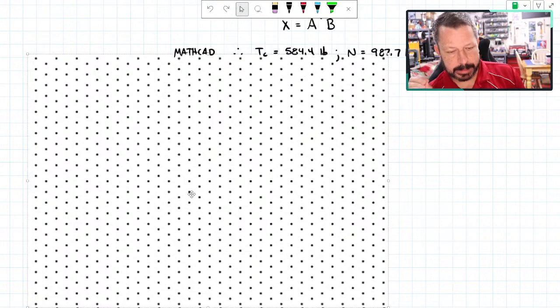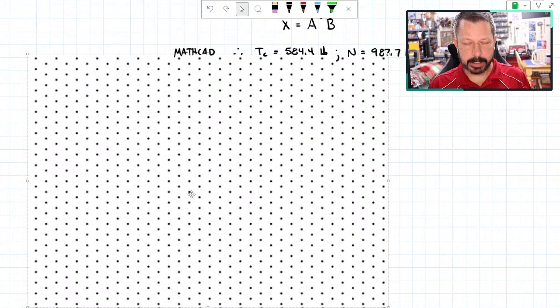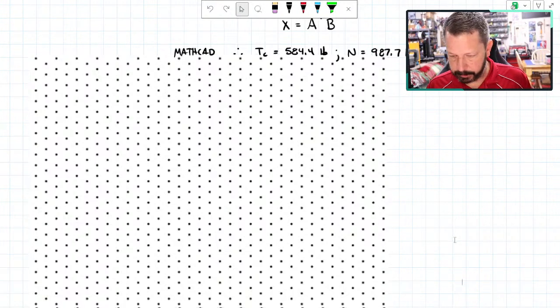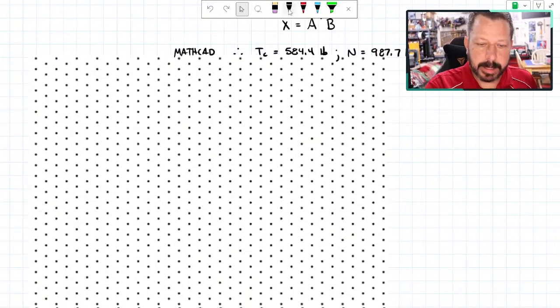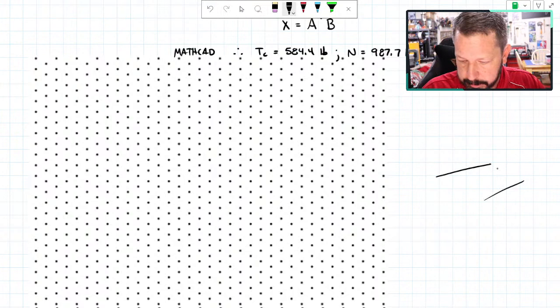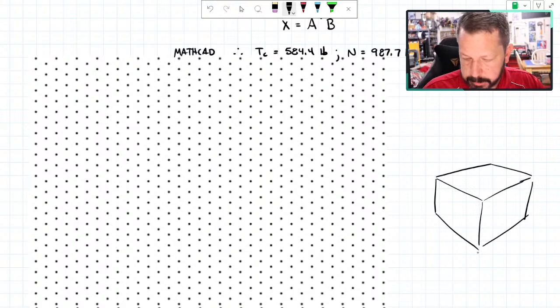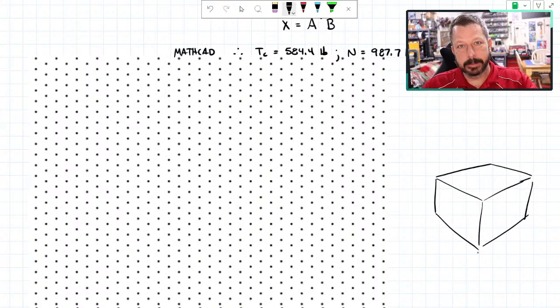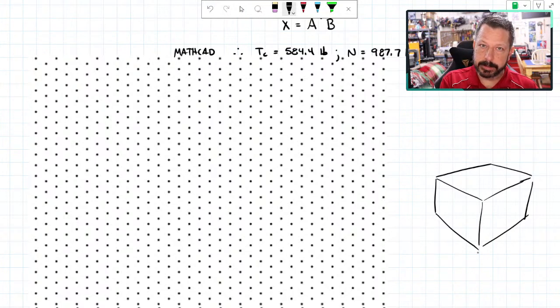Isometric means equal measure. It's set up so that if I draw a three-dimensional object on this grid, it doesn't have perspective. You know how if you look at a cube in perspective, you get something like this, I'm exaggerating it, where it tapers off into the distance. That has perspective built into it. The isometric does not have that.